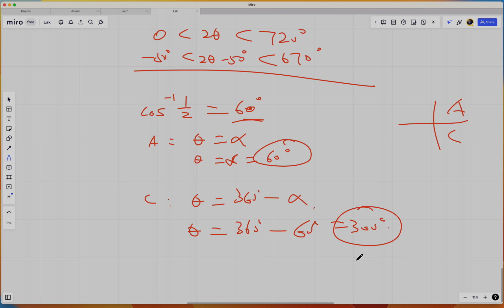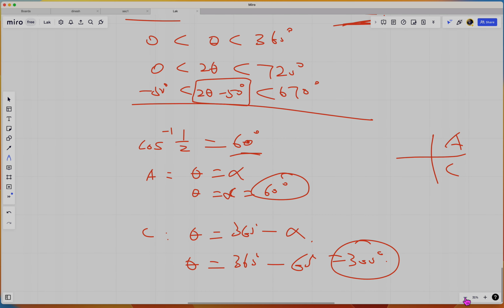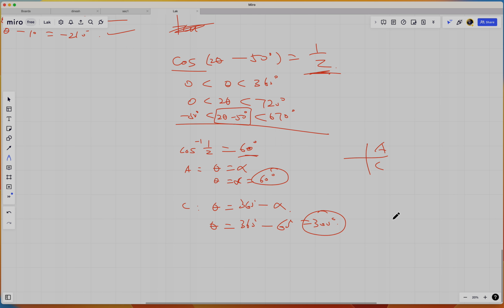Okay, but this 60 and 300 is for the theta or for the 2 theta minus 50? The 2 theta minus 50. Why is it not for theta? Because when you did the cosine inverse half, it's actually for the 2 theta minus 50. Correct. You're right. You do this cosine inverse half for this block of thing.